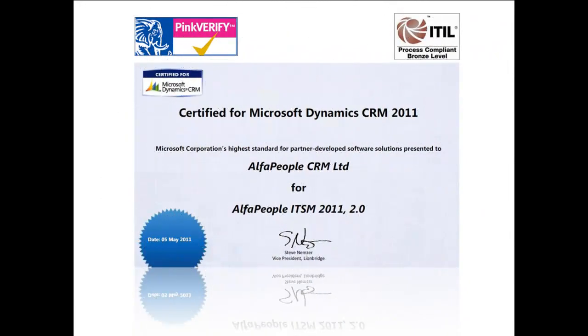Before we show you a brief demonstration, I'd like to highlight two key areas. Firstly, AlfaPeople's ITSM solution has achieved Pink Elephant's ITIL certification for a number of processes. For more information, go to our website. Secondly, AlfaPeople's solution has also been awarded Microsoft Certified for Microsoft Dynamics. This is the highest certification that Microsoft can give any solution that has been developed on their Microsoft technologies. In this instance, AlfaPeople's ITSM solution has been built on Dynamics CRM 2011, SQL Server and Azure.